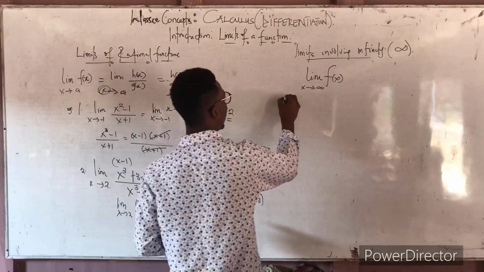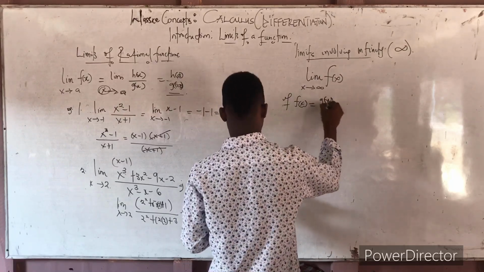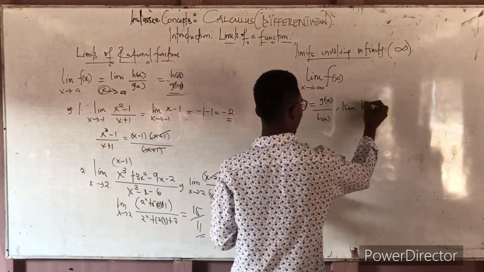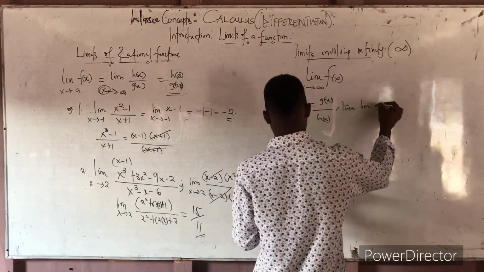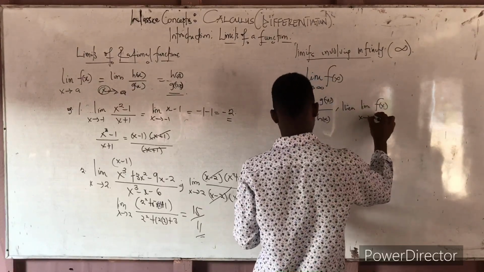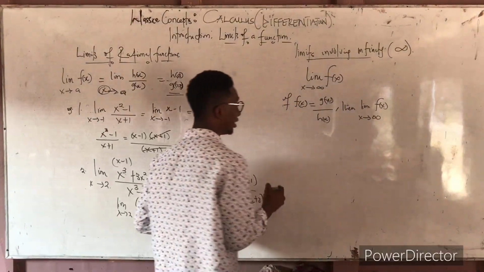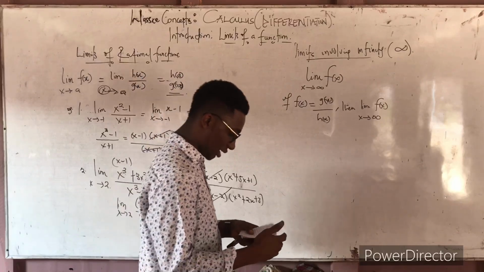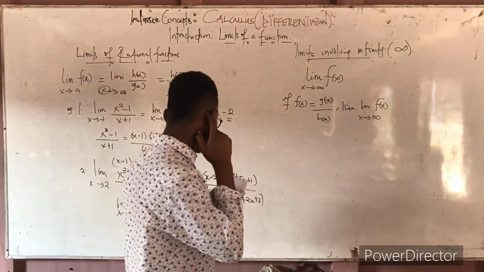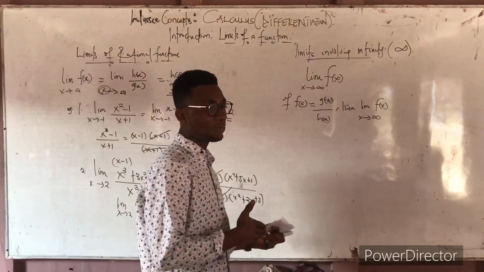Now, if f of x is equal to g of x over h of x, then we can say the limit of f of x as x approaches infinity can be found by first dividing the numerator and the denominator by the variable with the highest degree, or the variable with the what? The highest power of x.